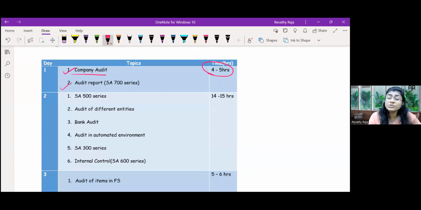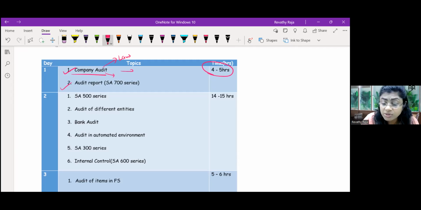Now, why did I choose company audit on that day? Because of two reasons. One, this topic is familiar topic. You have already studied in law. Second, this is one of the topic which is interesting. And not only that, one of the basic topic which has relation with many other topic like fraud, audit of different entities, etc. So if you can finish the revision first, it will be helpful in revising the other topic.